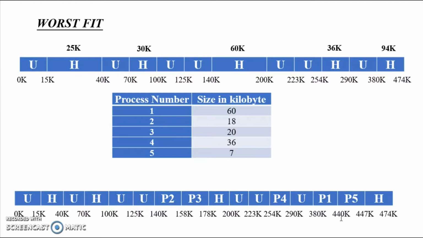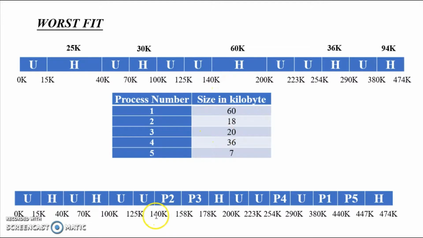So we start our process number 2, our second process. The size in kilobytes is 18. So we start at the first one 25 kilobytes, second 30 kilobytes, third 60 kilobytes, fourth 36 kilobytes, and the last one which has 34 kilobytes left. So this time we have to pick the largest one, which is 60 kilobytes, the third hole. So we place our process number 2 into the third hole.